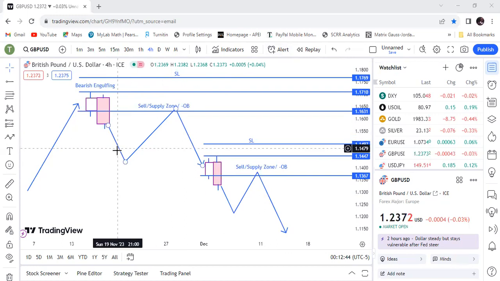And look at various examples of how the market has been performing, using the bearish and the bullish engulfing as they create the sell or the buy zones. So let's dive into the charts.